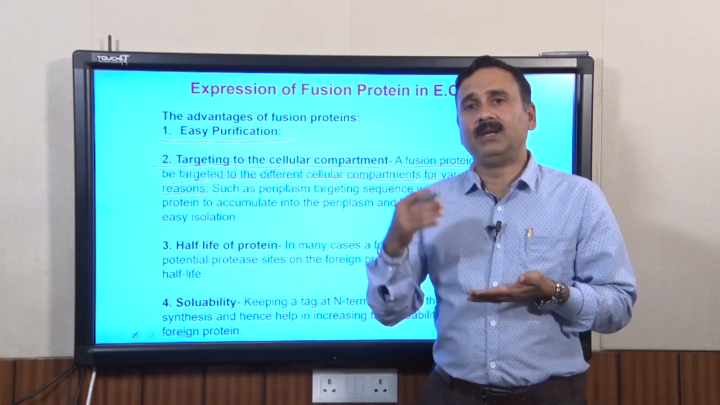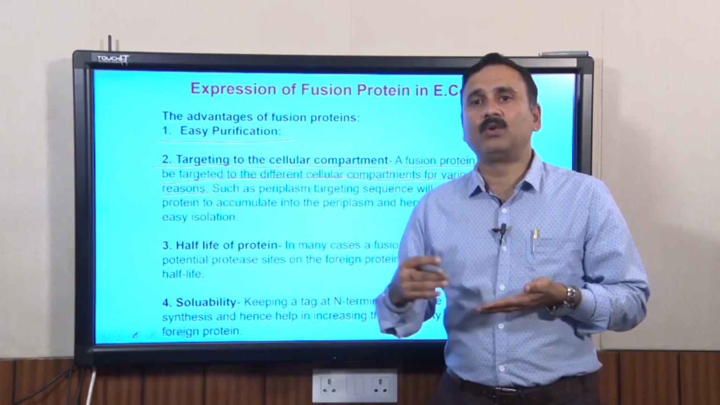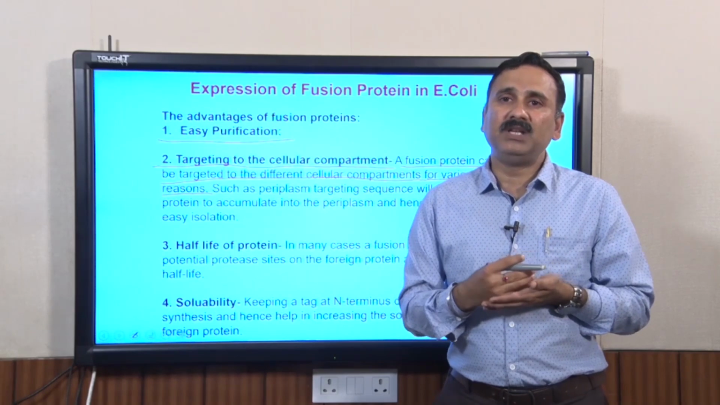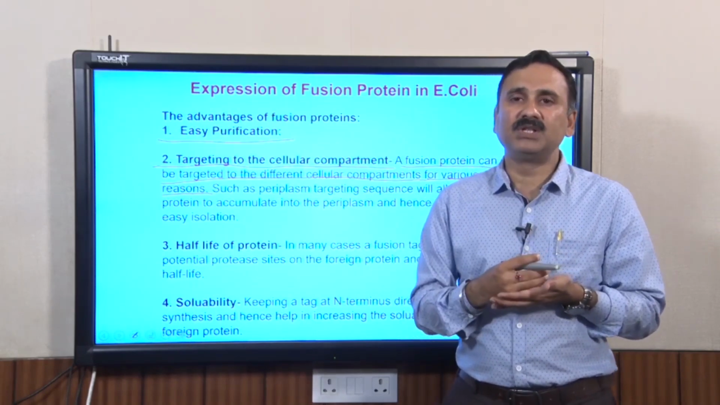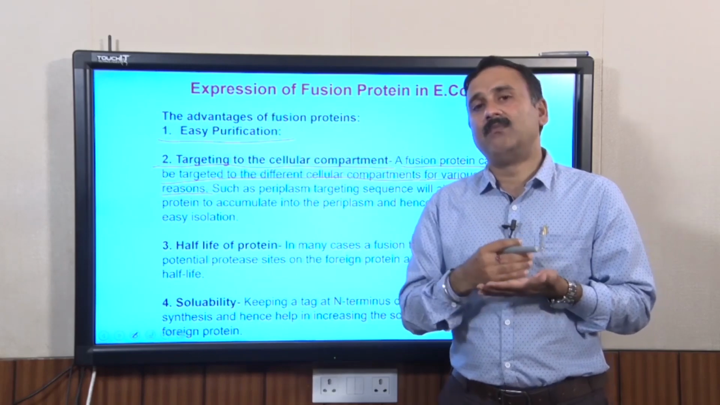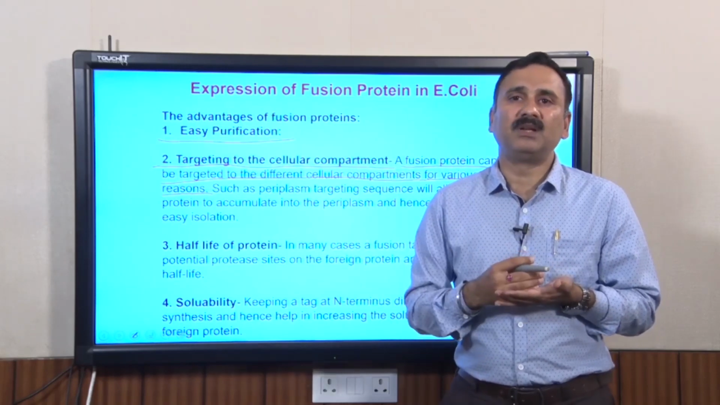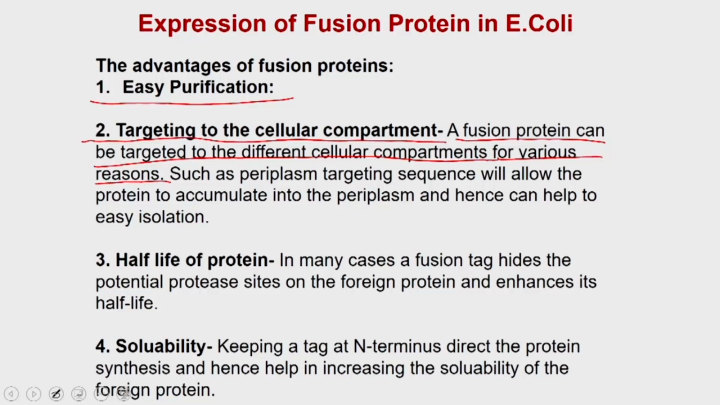Number 2, you are not going to face a lot of contamination, because the amount of protein present in the periplasmic fraction is much less compared to the amount of protein present in the cytosol. So, as a result, if you put periplasmic targeting sequences, the protein will accumulate in the periplasm and hence can help with easy isolation.